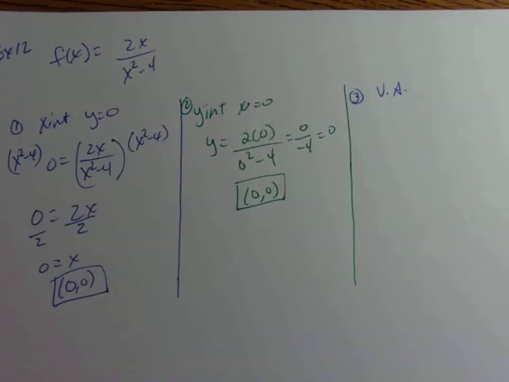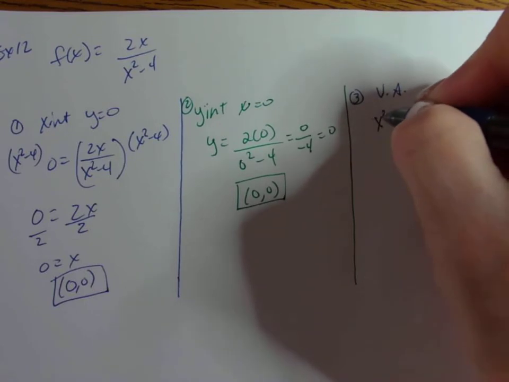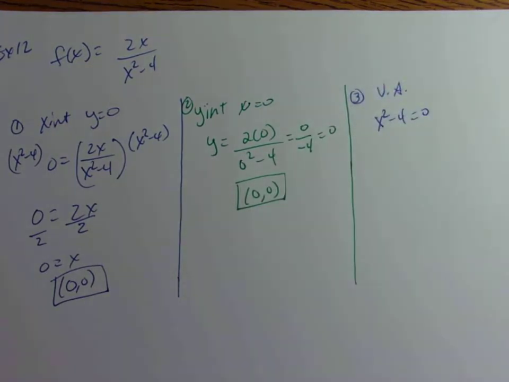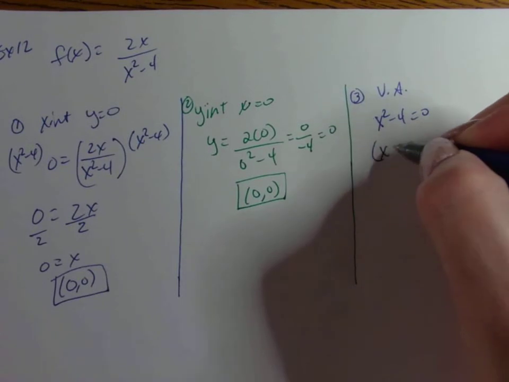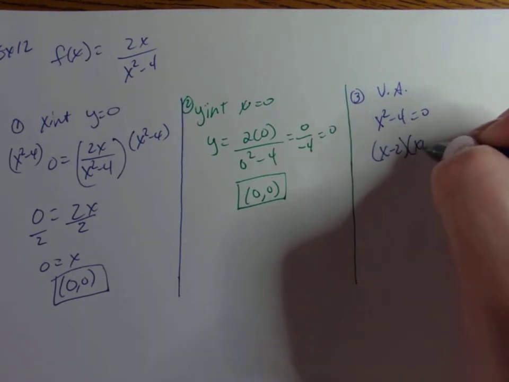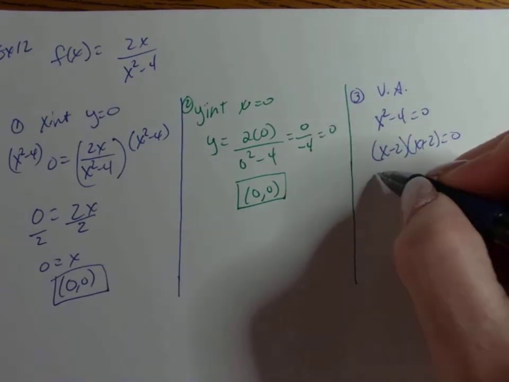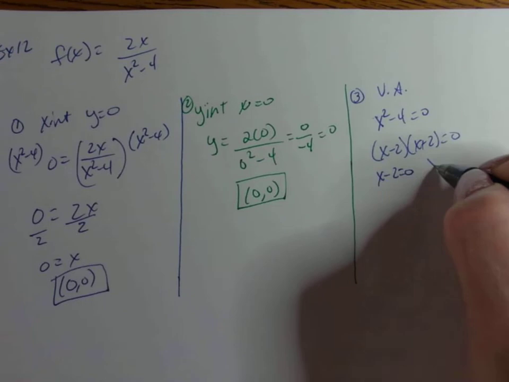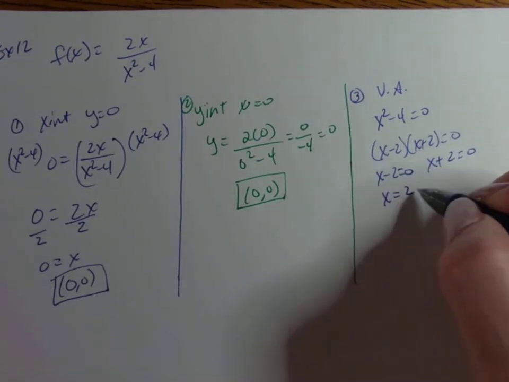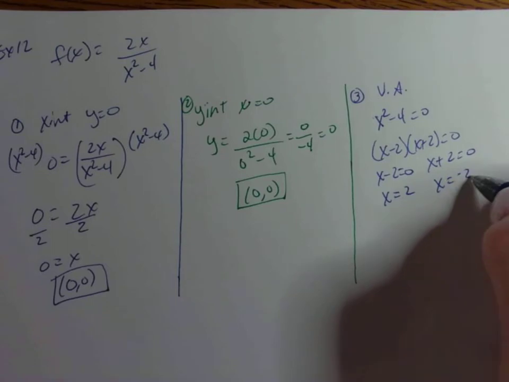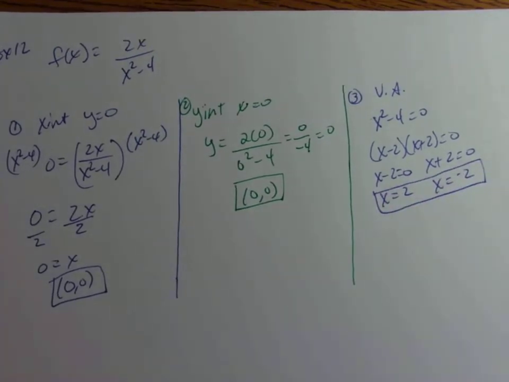Again, it's the value that makes the denominator zero. So x squared minus 4 set equal to 0. This again is difference of squares. So x minus 2, x plus 2 equals 0. X minus 2 equals 0. X plus 2 equals 0. X will equal 2 and x will equal negative 2. So we have 2 vertical asymptotes this time.